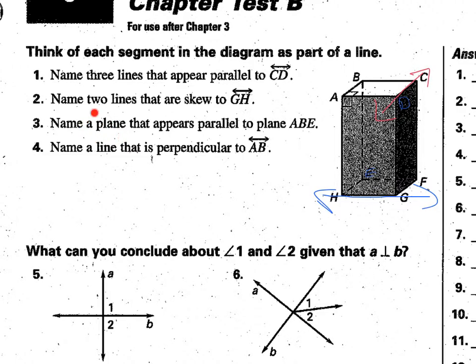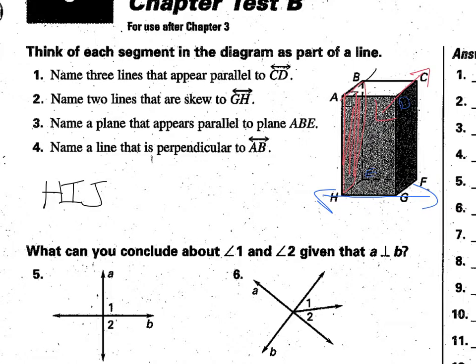Number 3 says name a plane. Key word right here, plane. A plane is a side. And remember, when you write the name of a plane, you're going to say like HIJ. You're going to use 3 letters to name a plane. But you want to name a plane that's parallel with ABE. Now, ABE is over here. It's like this side panel. So who would be parallel? Just one plane.